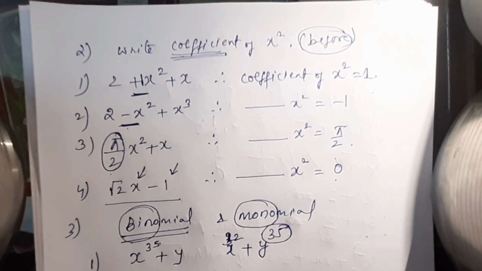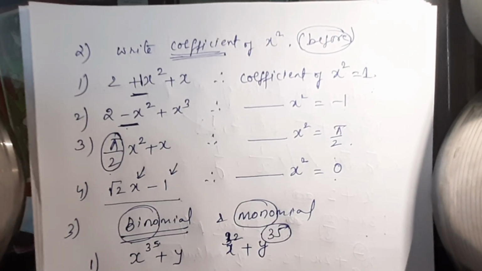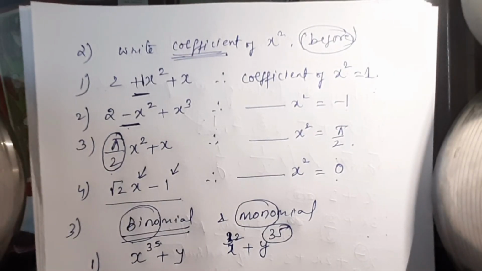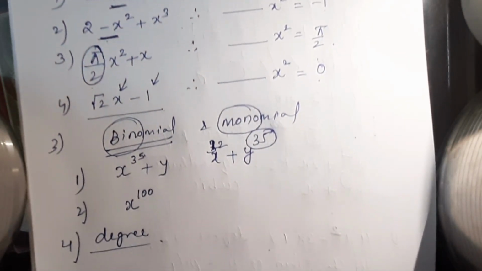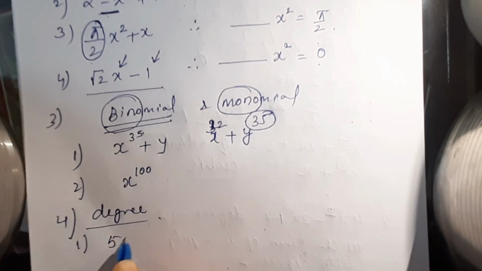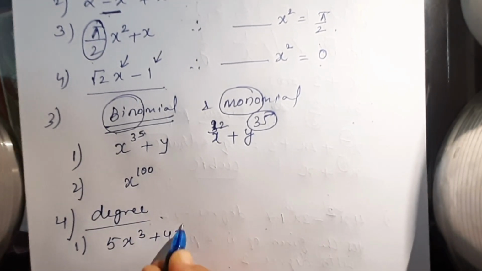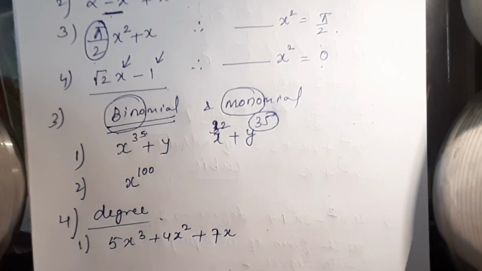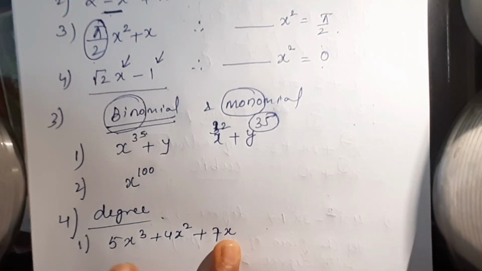In question number 4, we need to write the degree of each of the following polynomials. So I already taught how to write degree. Now here, question number 1, 5x cube plus 4x square plus 7x. Whenever we find degree, we can find out this is a trinomial. 1, 2, 3. 3 terms are there.